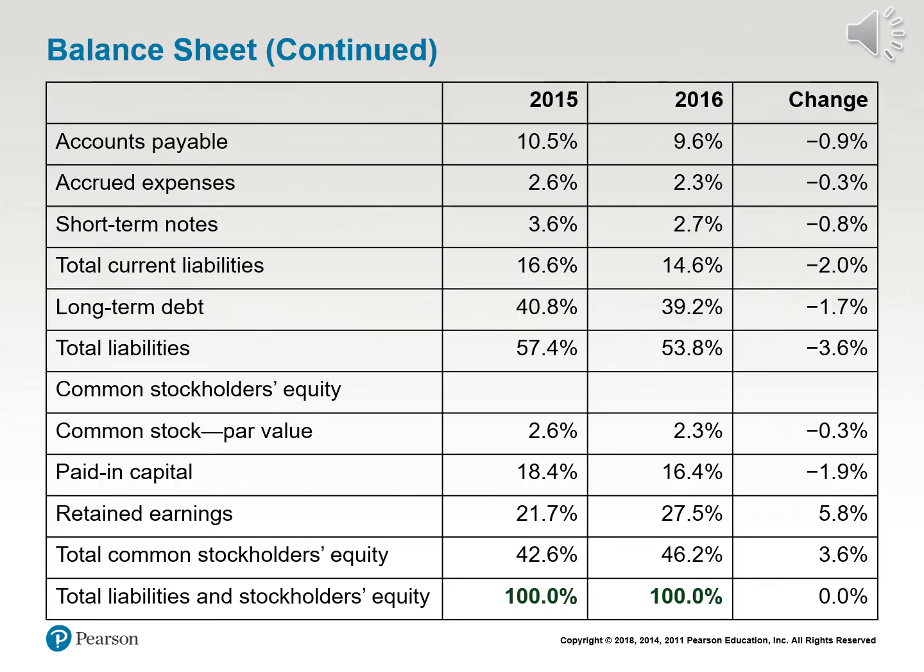Here's the second page of the common size balance sheet. Just like the first page, everything is calculated based on total assets. And you know that total assets equals total liabilities and stockholders' equity. So everything on this page is calculated as a percentage of assets or as a percentage of total liabilities and stockholders' equity.